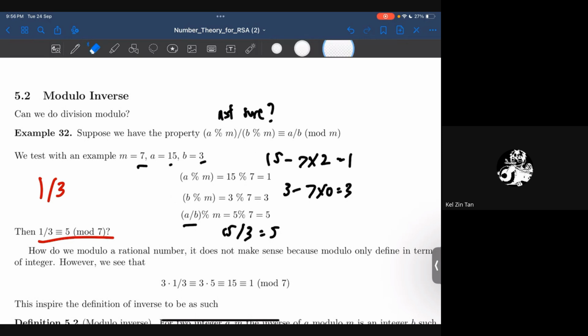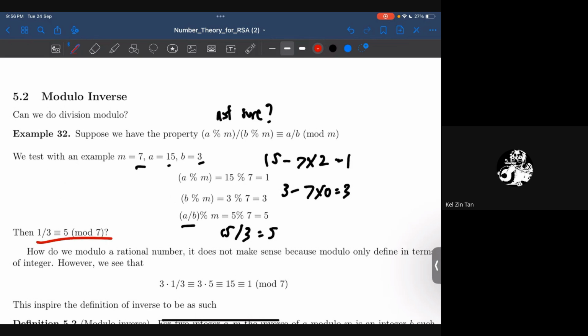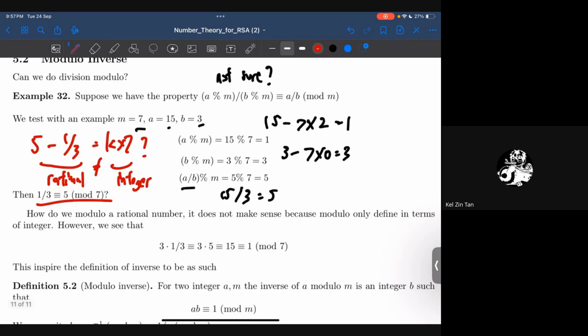If you put it back into the definition itself, maybe you can write that 5 minus 1 divided by 3, and then you want to check whether this is equal to k multiplied by 7. But this does not make sense, because this thing itself is already a rational number. It is not an integer, but this thing is an integer. So you can never have an integer become a non-integer. So this thing will never hold. So then what does this 1 divided by 3 actually mean?